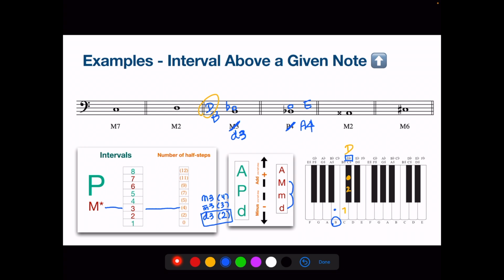So from here, what we do know, if it's a fourth, a perfect fourth would have 5 half steps. What about an augmented fourth? Well, augmented means we are adding 1 half step, right? So if P4, perfect fourth has 5 half steps, then an augmented fourth has 6 half steps. So all we have to do is just to count 6 steps up.